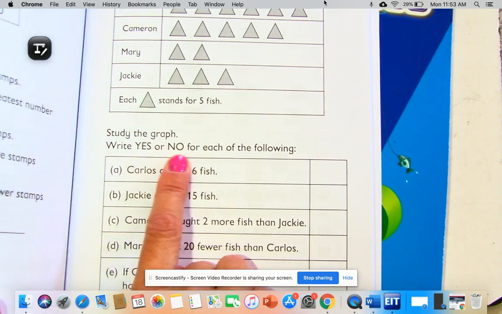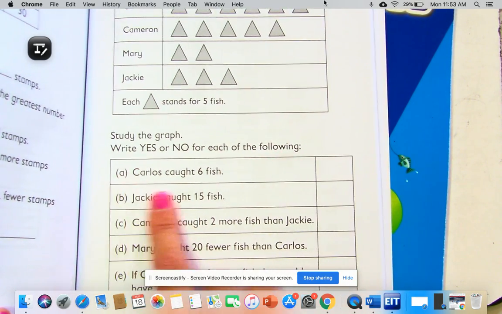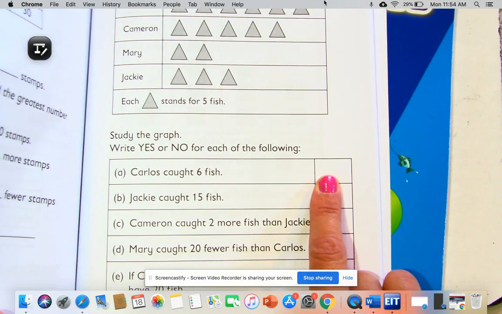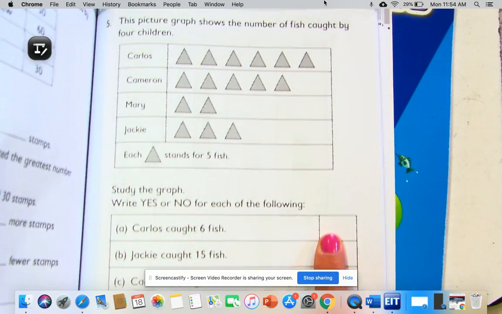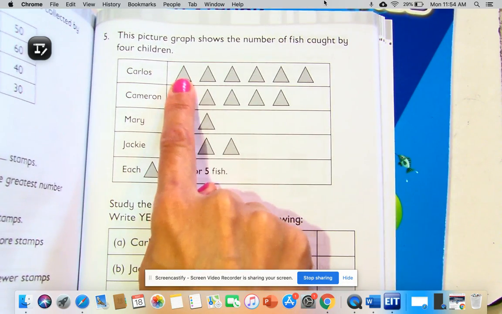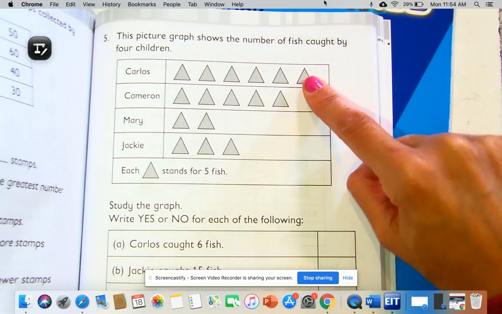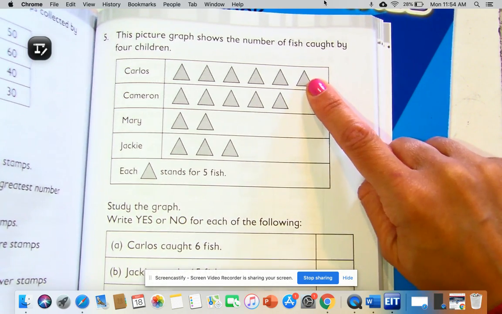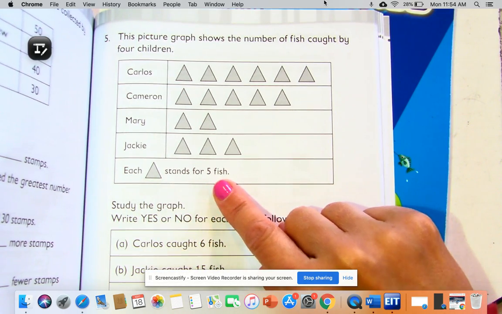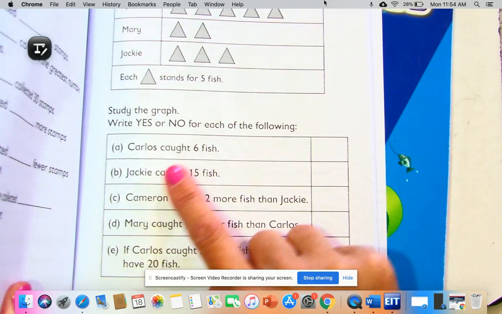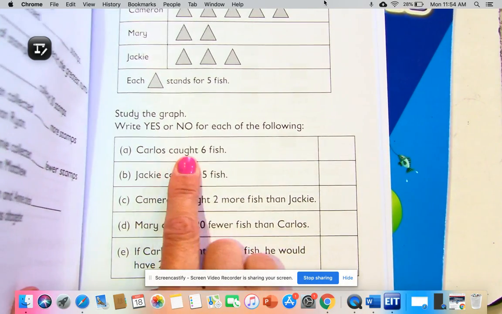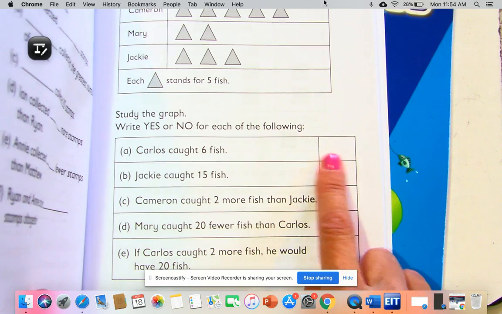Now here we're going to write yes or no for each of the following. So you're going to write Carlos caught 6 fish. You're either going to write yes or no. So Carlos, 6 fish. Well, I see 1, 2, 3, 4, 5, 6 triangles, but those triangles do not stand for one fish. Each triangle stands for 5 fish. So for this first one, they're trying to trick us here. We're going to write no. Carlos caught 6 fish. No, he didn't.